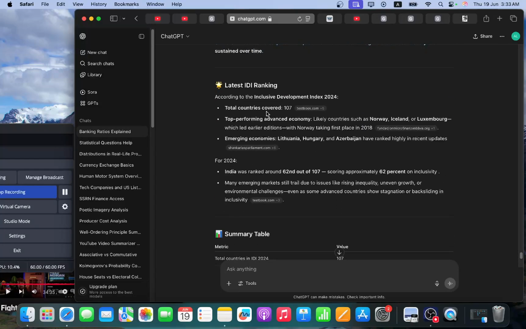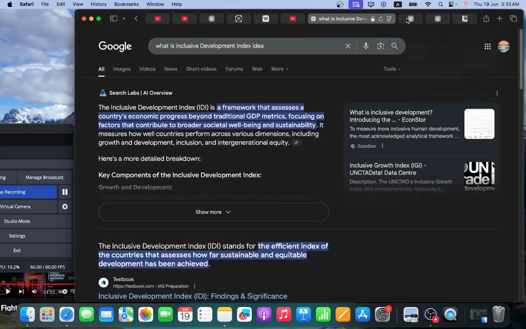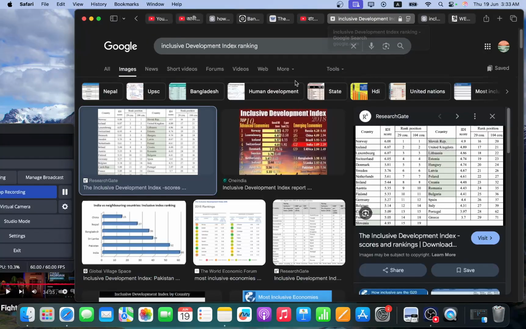Total countries covered are 107. Top performing countries are countries like Norway, almost 7, Iceland, Luxembourg, Switzerland, Denmark, Sweden, Netherlands. Like Nordic countries, one thing they have in common is what? They are homogeneous, and they are almost socialist, not entirely, but they have social programs that help distribute the wealth accordingly to their citizens. Ireland, Austria, Germany, Belgium, Slovenia.